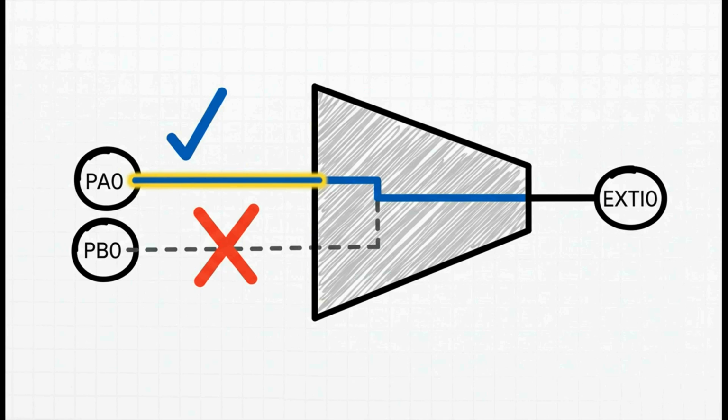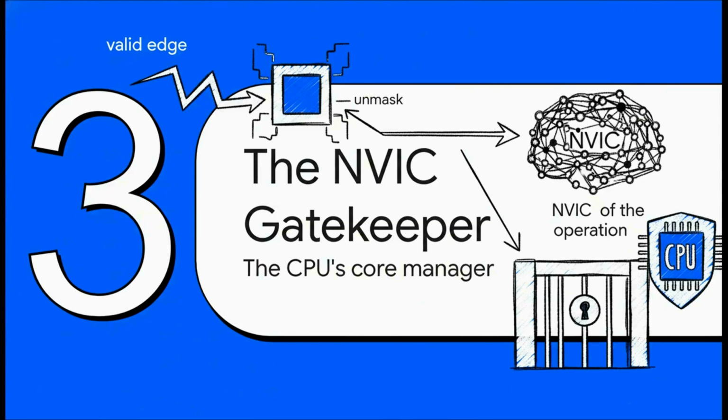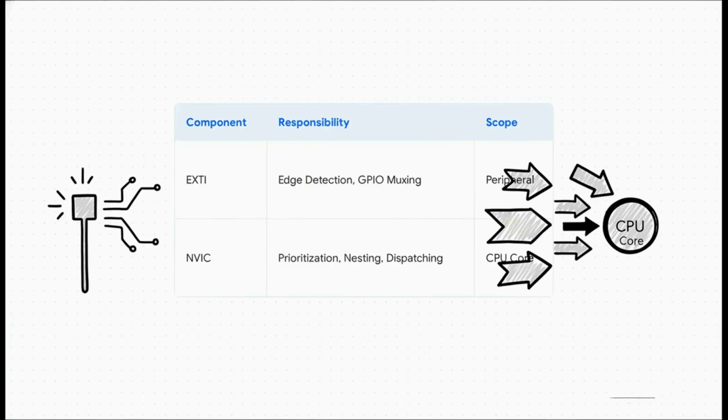It's a hardwired limitation. So let's say our signal made it. The EXTI saw the right edge, the line was unmasked, and it sends a request forward. But it doesn't just barge right into the CPU core. Nope. It has to go through the nested vectored interrupt controller, the NVIC. The NVIC is the real brains here. It's the gatekeeper that decides who gets to talk to the CPU. And understanding this two-stage system is key.